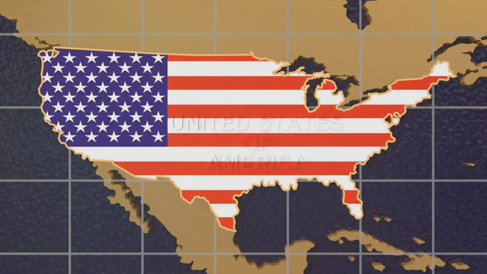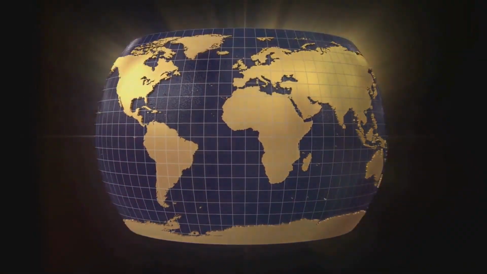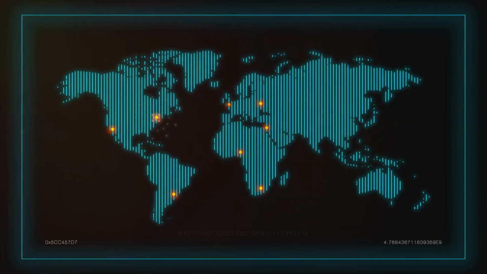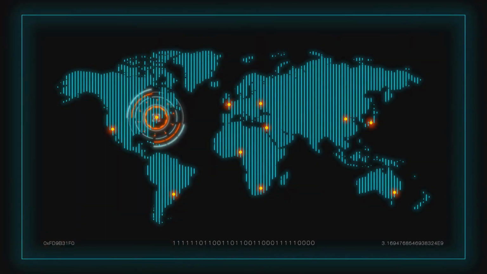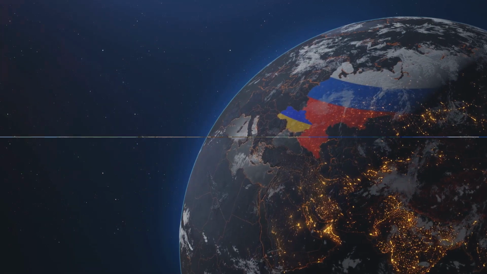For example, the United States has imposed unilateral sanctions on countries like Cuba, Iran, and Russia. The United Nations Security Council has imposed multilateral sanctions on countries like Iran, North Korea, and Somalia, and the European Union has imposed sanctions on countries like Russia and Syria.